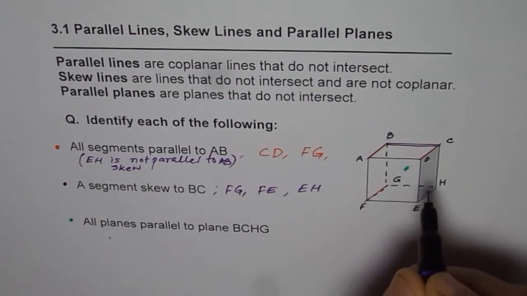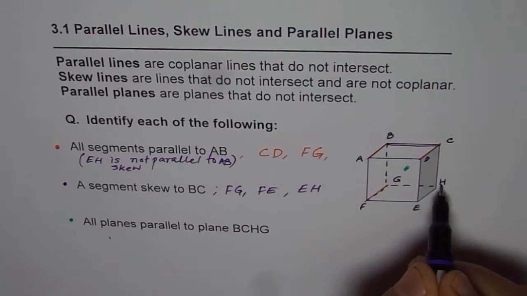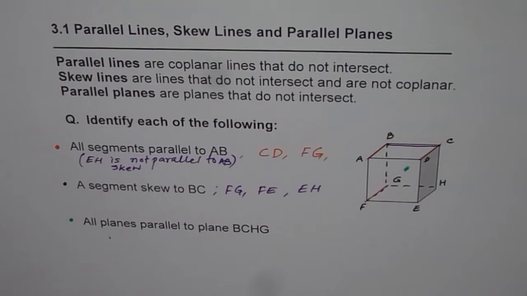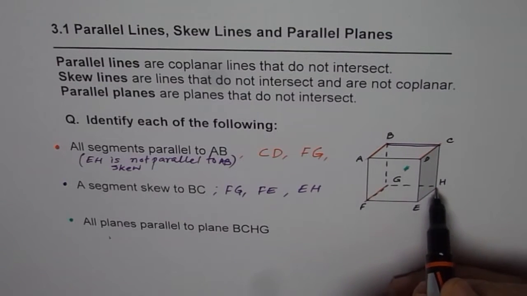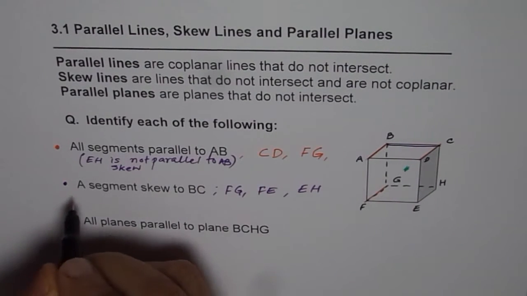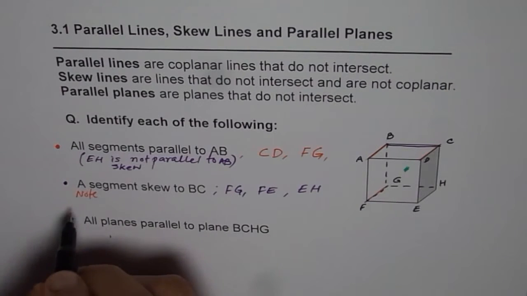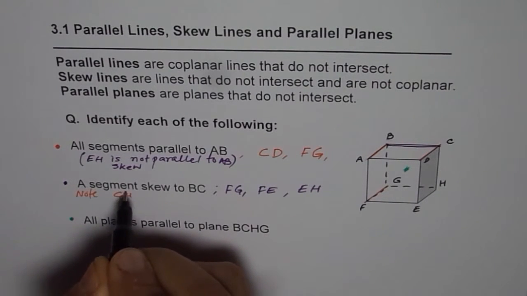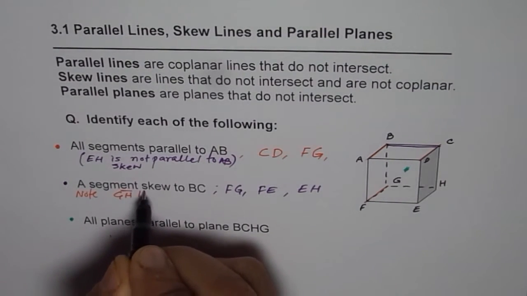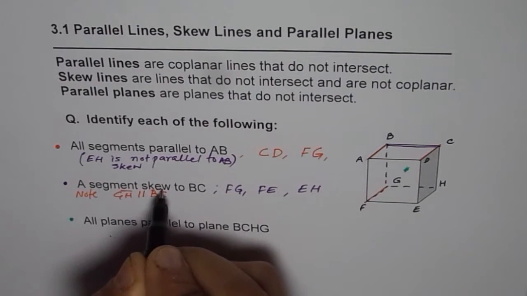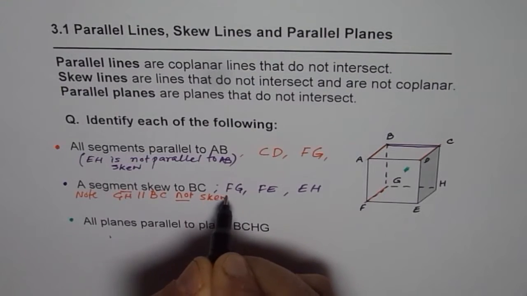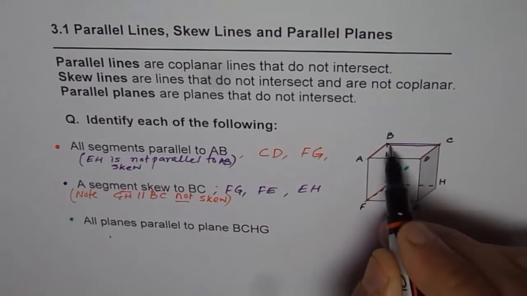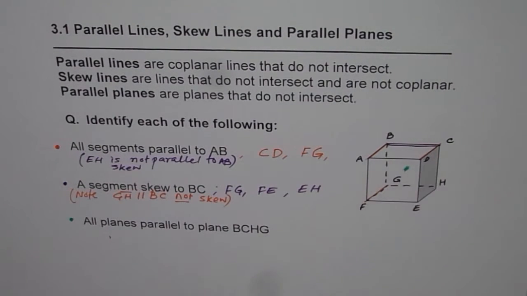Now the question is, is GH skew? No, it is not. As you see, GH and BC are in the same plane, so they are parallel segments. So note, GH is a segment which is parallel to BC. Not skew, since they are coplanar. So that is one plane. Do you see that? That is very important to understand.